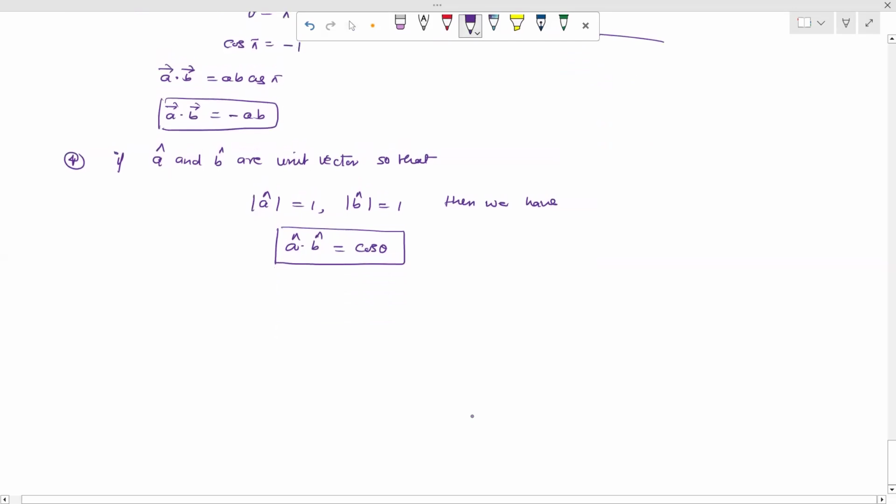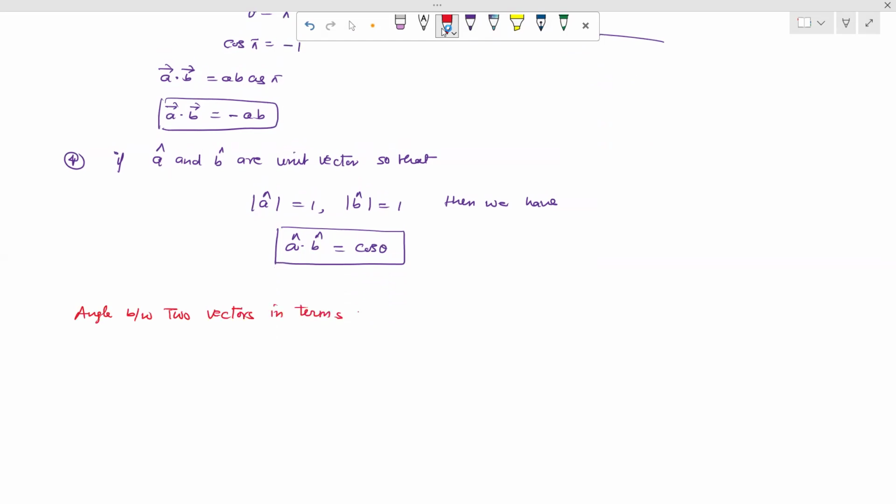Now, we move to the next definition. Next definition is angle between two vectors, in terms of scalar product.